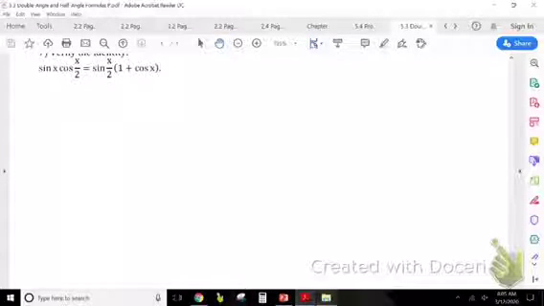So example 7 says to verify the identity. And so we have sine of x cosine of x over 2 equals sine of x over 2 times 1 plus cosine of x. Now what can we do? First thing I notice is on this side we have these two different types of angles, right? So what do we know about x compared to x over 2?